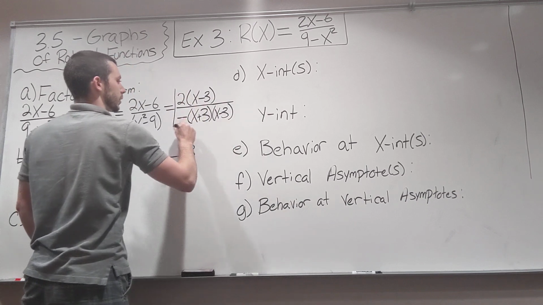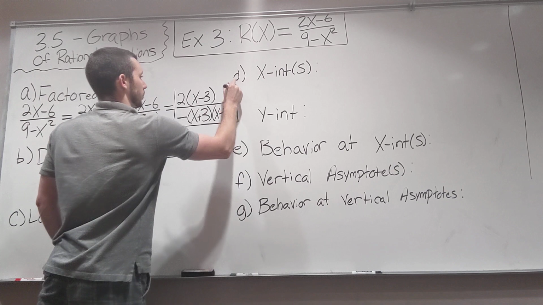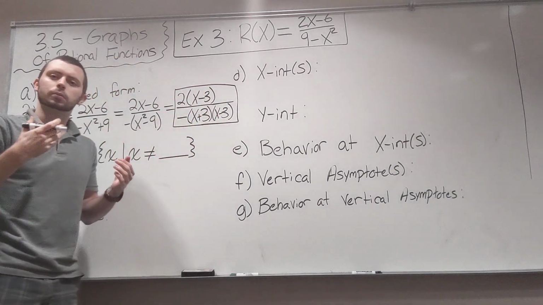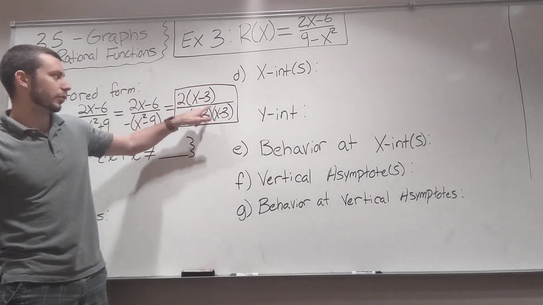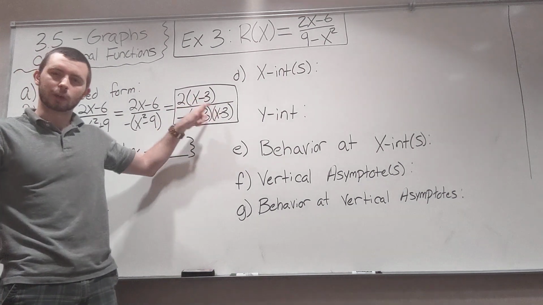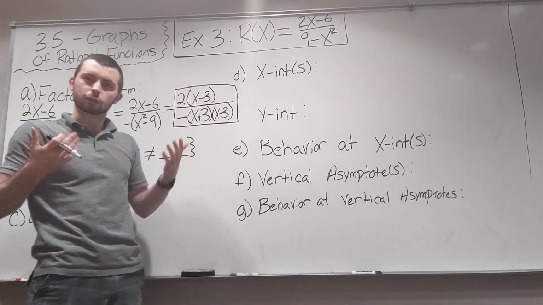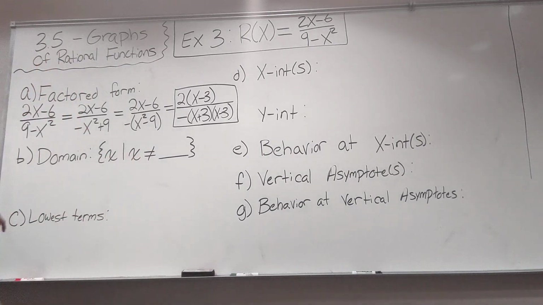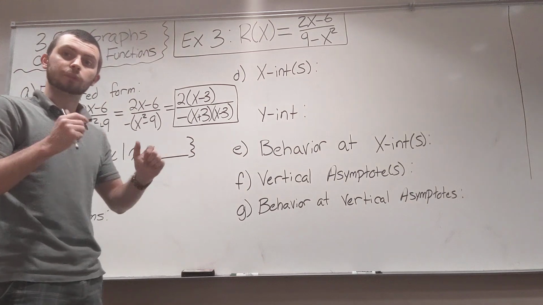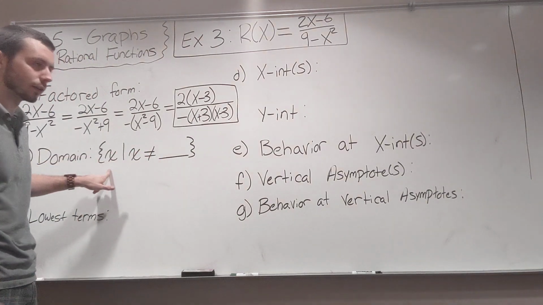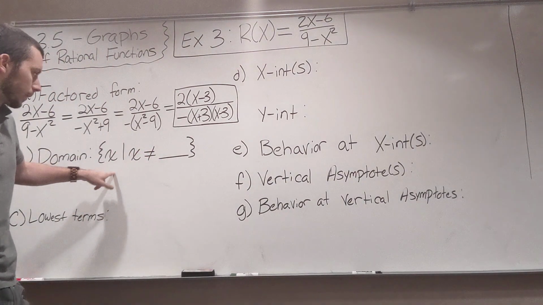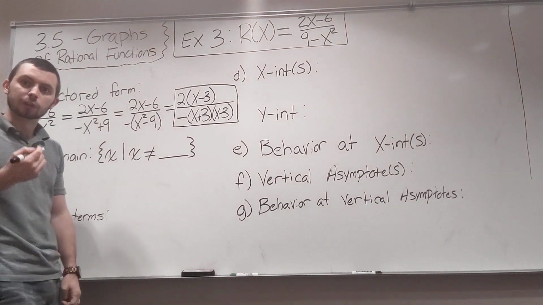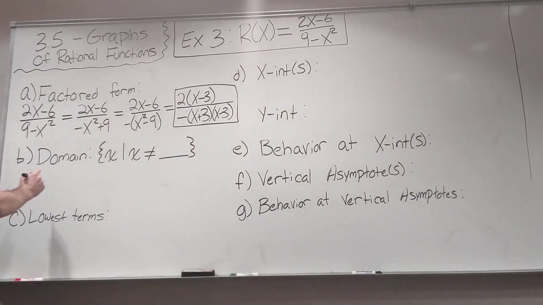And this would be the factored form. And again, you might think, well, x minus 3 and x minus 3, couldn't we go ahead and cancel those? Well, not yet. Again, we'll leave that for the lowest terms part. And also we do this so we don't skip something with the domain.